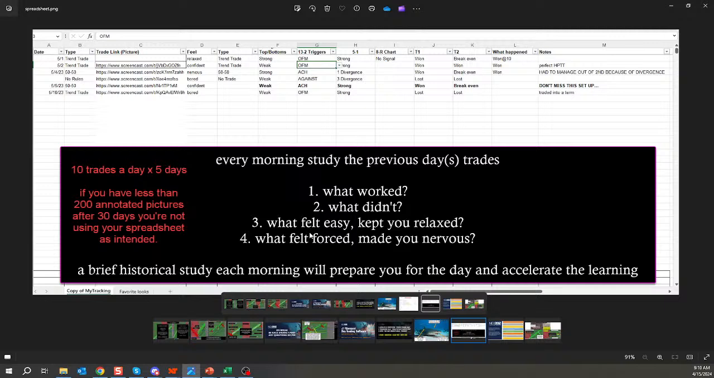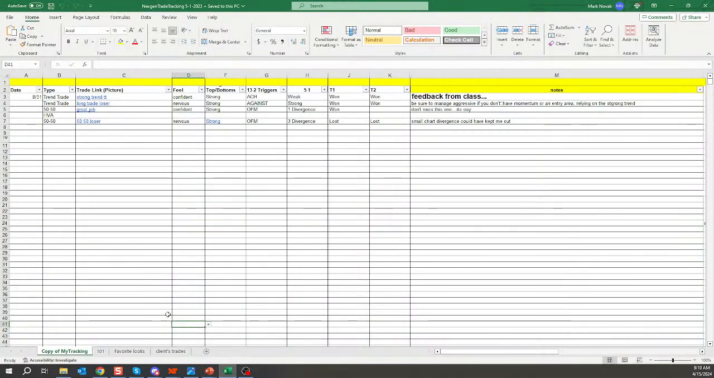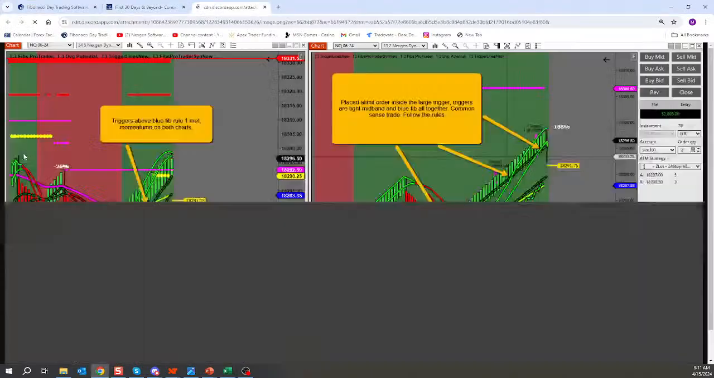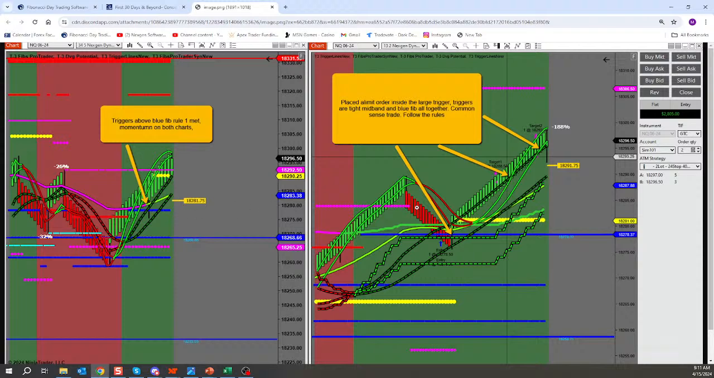And this little study each and every morning is going to prepare you for the day. It will accelerate the learning. And that's the first page of your spreadsheet. As you begin to become more of a chart reader, as you begin to recognize the best of the best, the patterns that really do provide that statistical advantage, you're going to set up in the green section pictures of trades that you never want to miss. Pictures of trade setups when the rules are met, when everything is perfect.